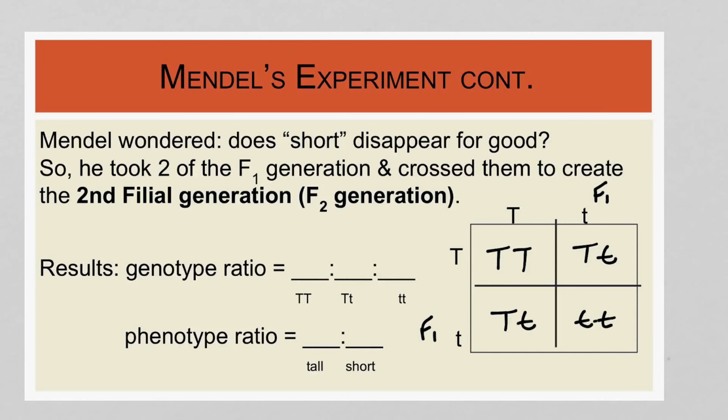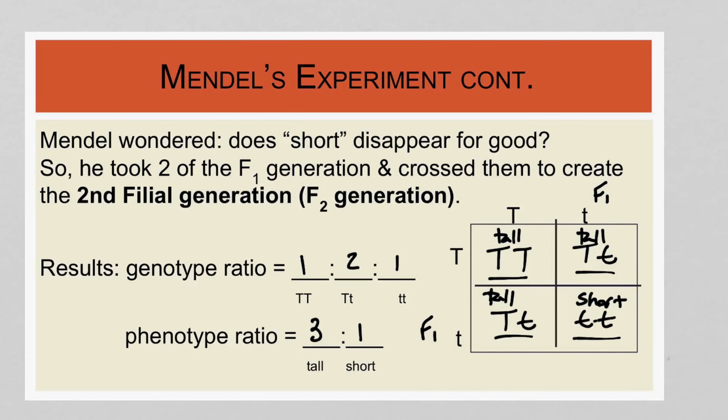So the genotype ratio here is 1 to 2 to 1, because there's one homozygous recessive, 2 heterozygotes, and 1 homozygous dominant. Sorry, I said this backwards, but you can follow. The phenotype ratio is, let's see, this one's going to be tall because there's a dominant allele. This one's going to be tall. This one's going to be tall. And this one, because there are 2 recessive alleles, is going to be short. So we have a 3-to-1 phenotype ratio of tall to short.